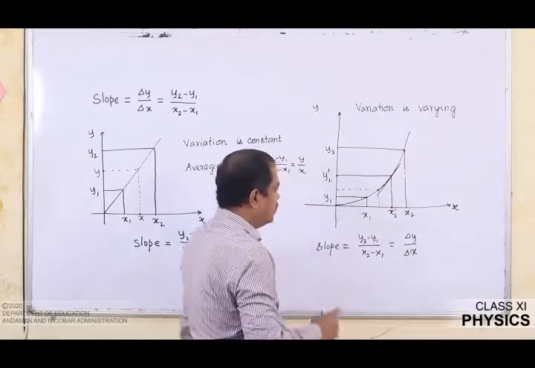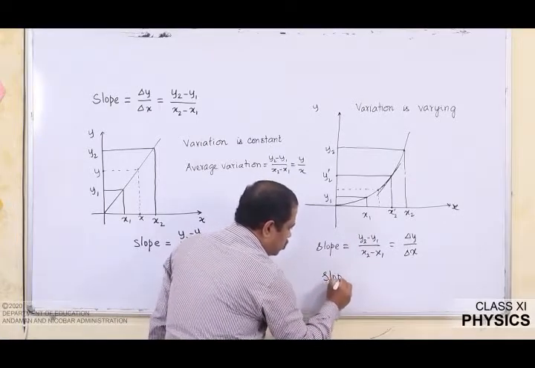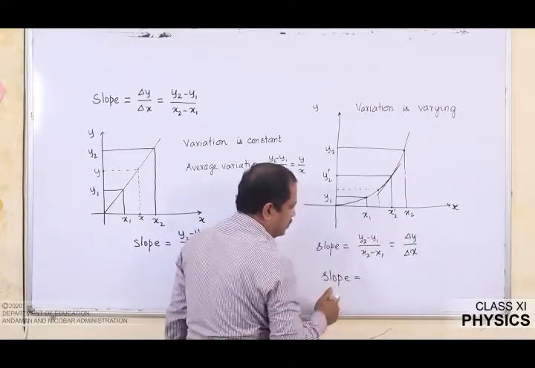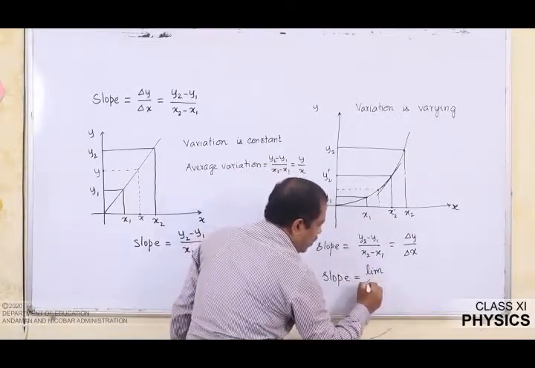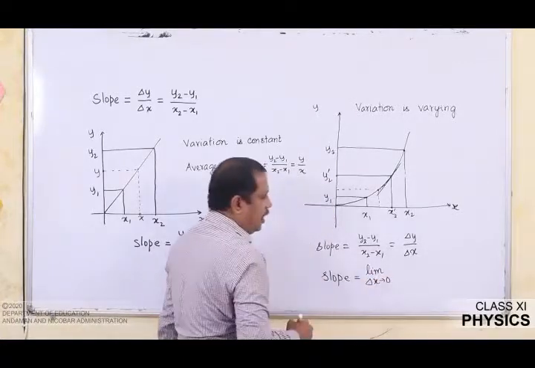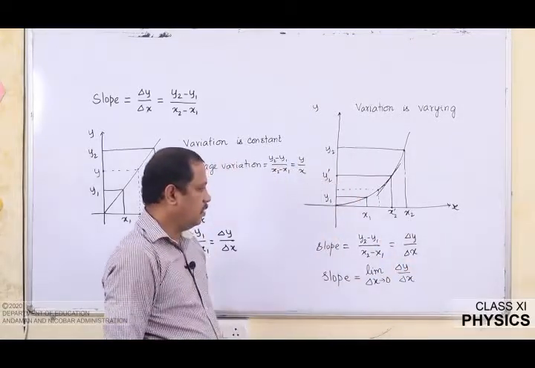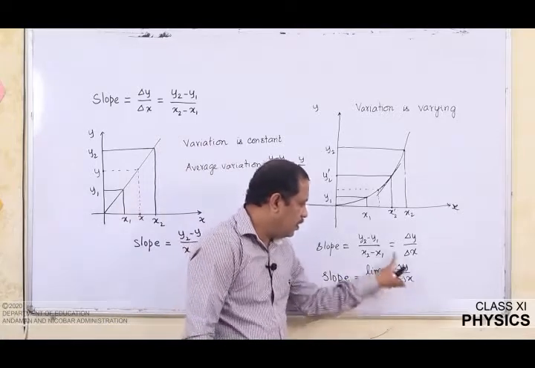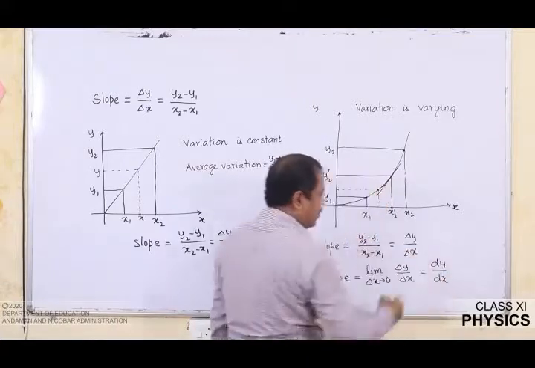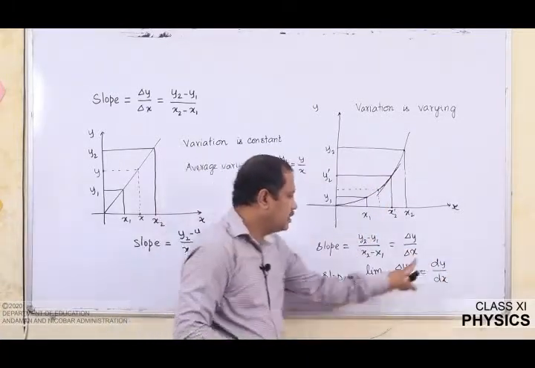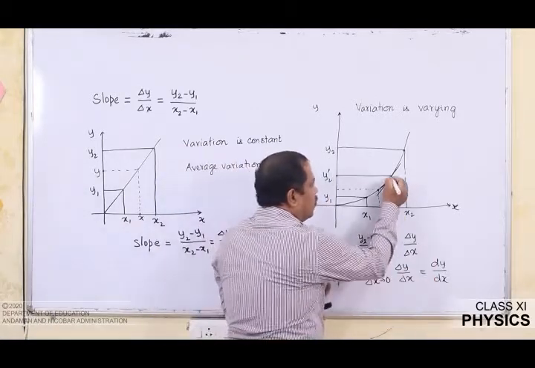And mathematically, to calculate the slope at any particular value of x, I am going to make the interval of x as small as possible, and I will write it like this, delta y upon delta x. In that case, mathematically we write this value as dy by dx. So, this dy by dx will give me the value of the slope at any particular value of x.